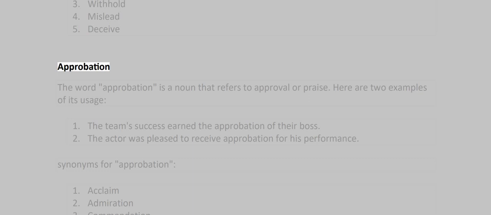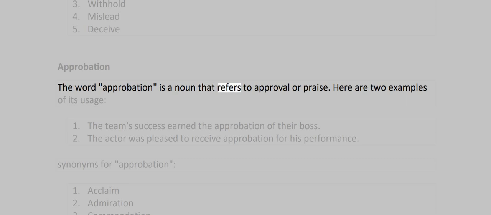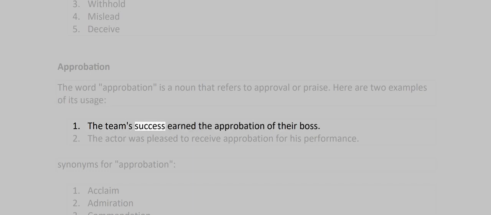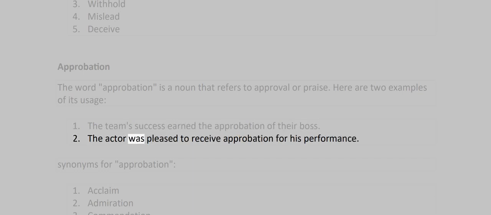Approbation. The word approbation is a noun that refers to approval or praise. Here are two examples of its usage. 1. The team's success earned the approbation of their boss. 2. The actor was pleased to receive approbation for his performance.